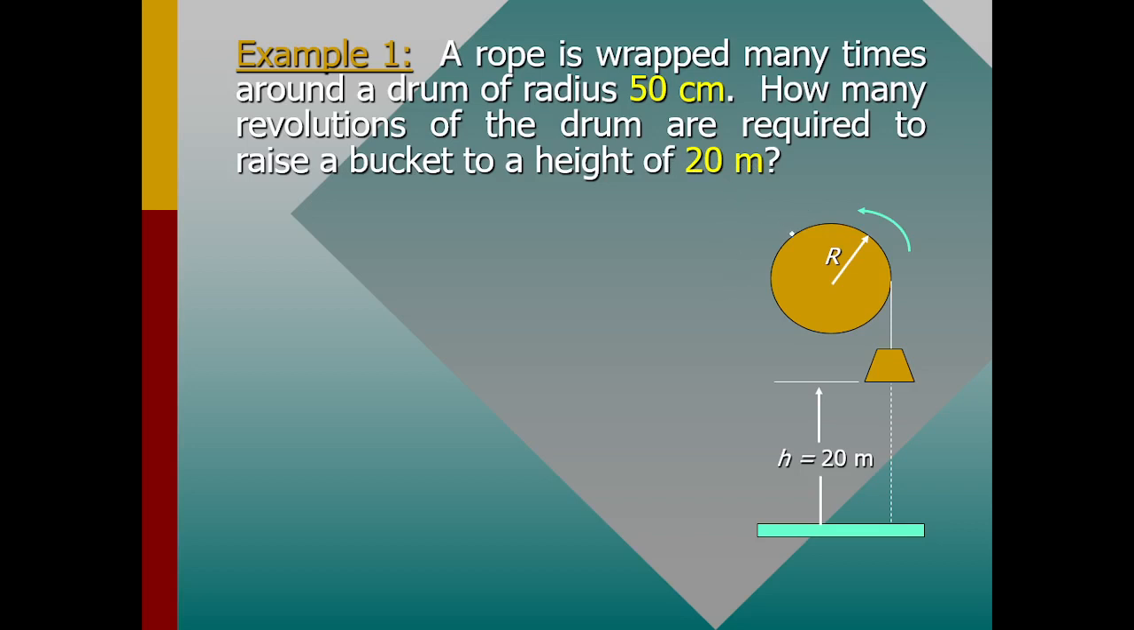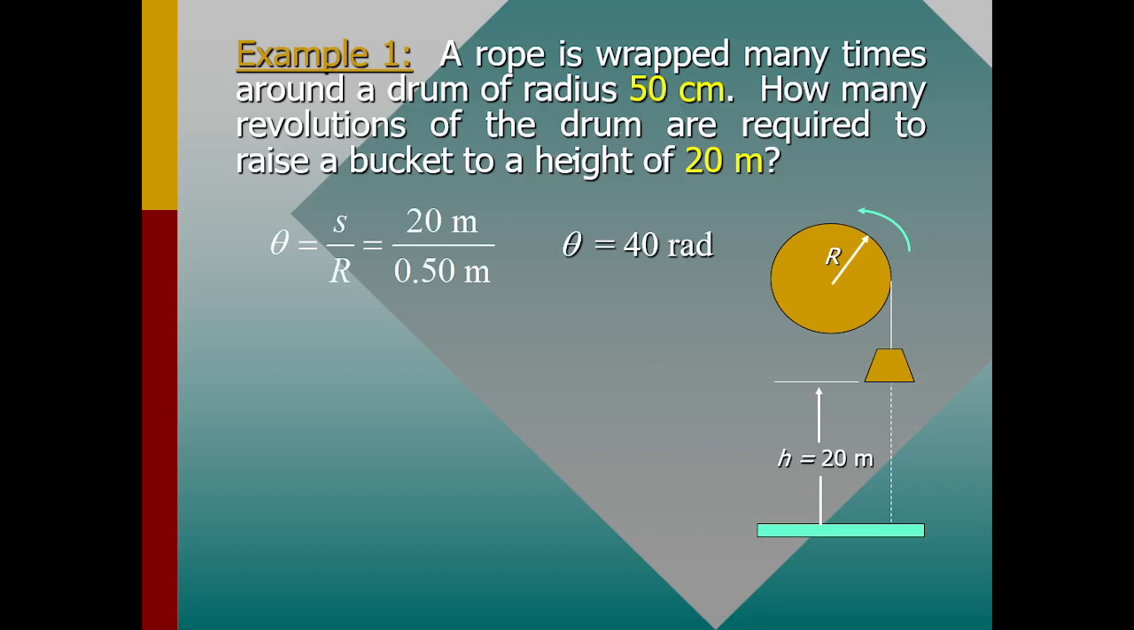Why has it become very interesting? Here, what we have been told is that the radius of this circle is simply r, and it is 50 centimeters. Then there is this rope which has been wrapped. This rope is pulling this bucket, and this bucket has been pulled by 20 meters. Okay, with this information, remember your unit should be in the SI unit.